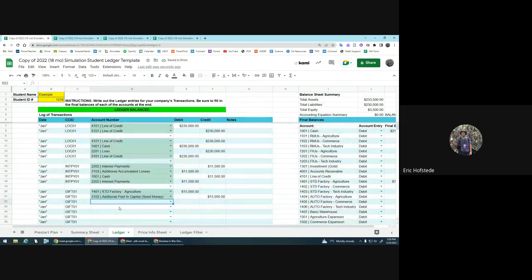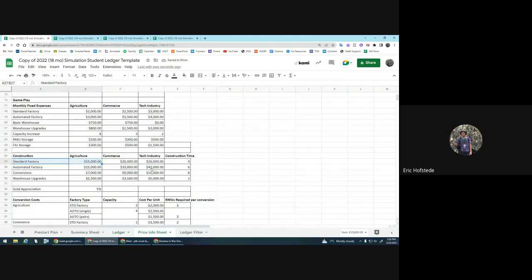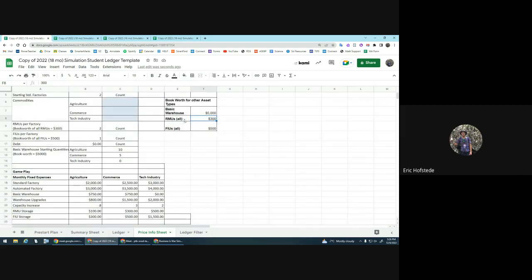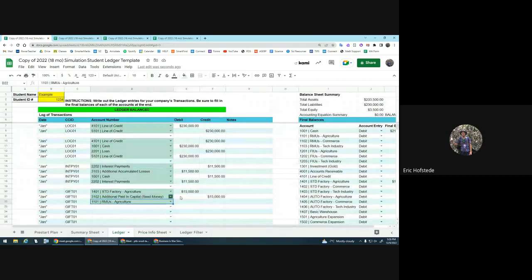All right, now I also gained agriculture RMUs and FIUs. So again, agriculture, we'll start with the RMUs. I'm gaining this asset, and the price info sheet tells me how much they're worth. Well, actually, all RMUs are 300 and all FIUs are 500. So we'll focus on these whenever we're recording RMUs or FIUs as assets in our ledger. We can record our purchase price of them differently, but the actual account starting with 1, we're only going to have as 300s or 500s.